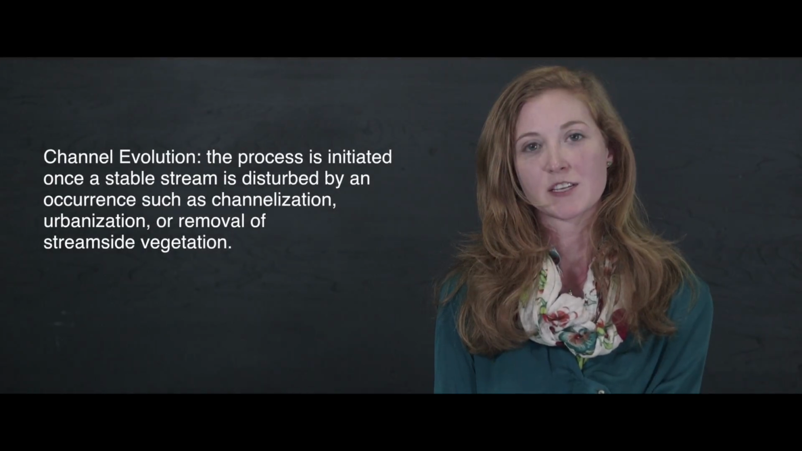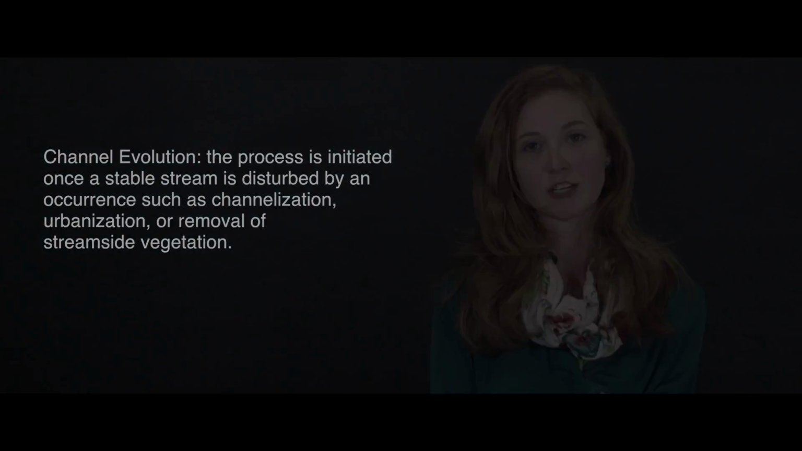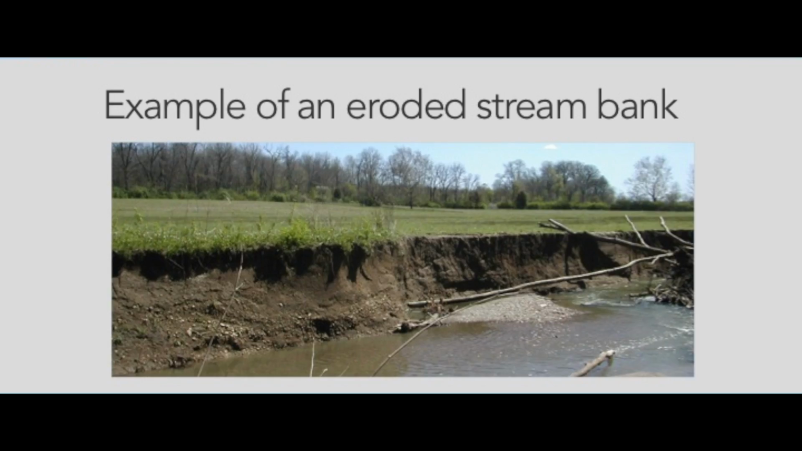After a disturbance, many streams change form. This is often referred to as channel evolution. According to Andrew Simon's channel evolution model, change is initiated once a stable stream is disturbed by an event such as channelization, urbanization, or removal of streamside vegetation. A disturbance leads to channel degradation and entrenchment. Over time, entrenchment leads to steepening of the banks, which ultimately causes the banks to fail and the channel to widen.